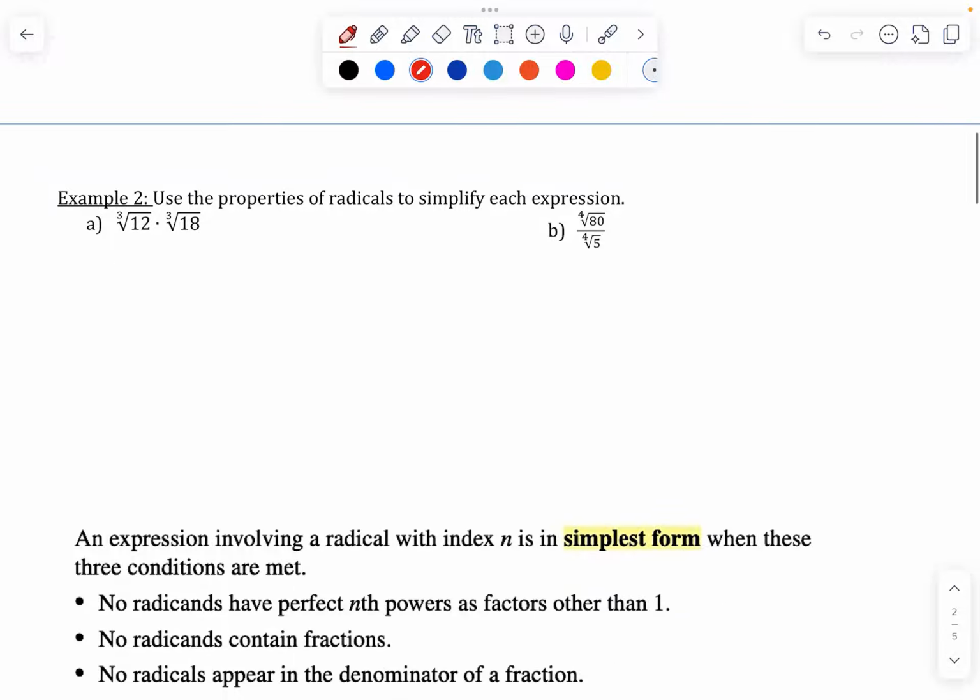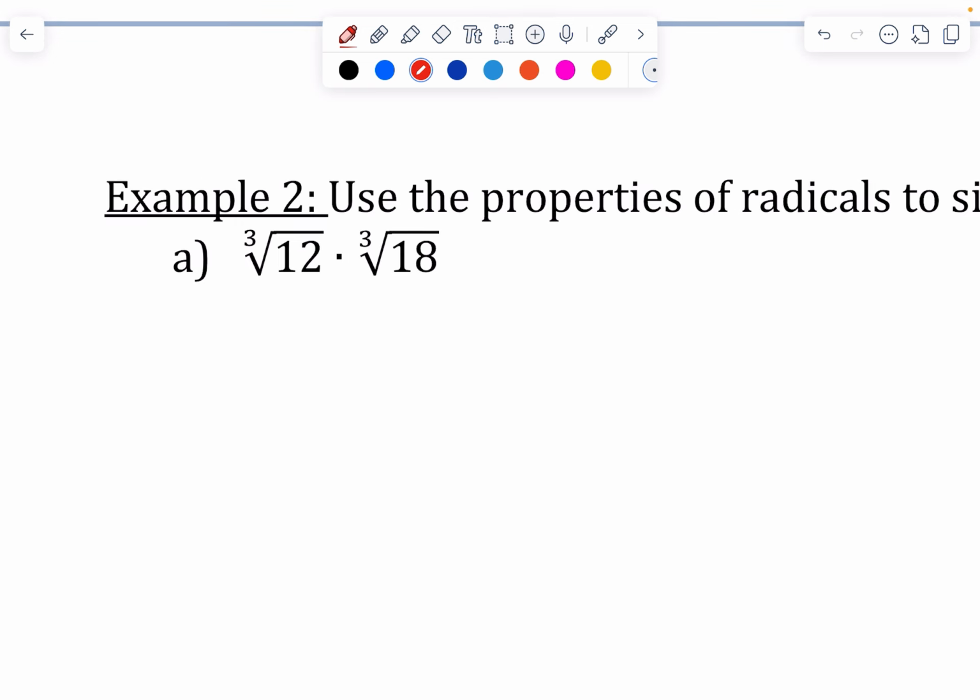Okay, example 2. Now we're using the properties of radicals to simplify each expression. So a couple things I could do here is I could put them together, like put 12 and 18 underneath the same cube root. And now what I'm thinking about is I want numbers cubed or perfect cubes. You can think about it either way. I think when you're working with larger numbers, it's easier to think about perfect cubes.